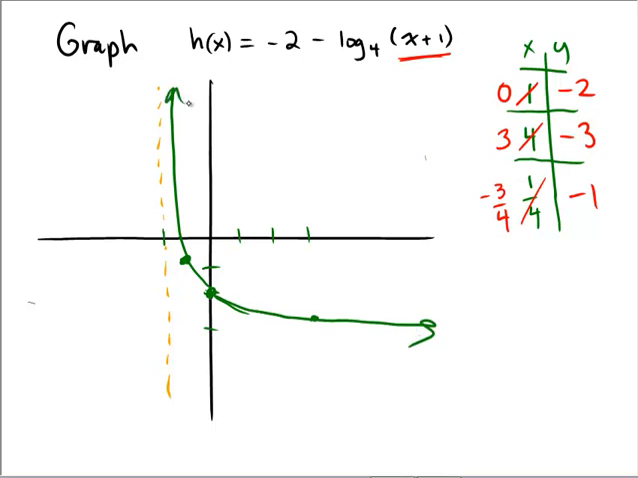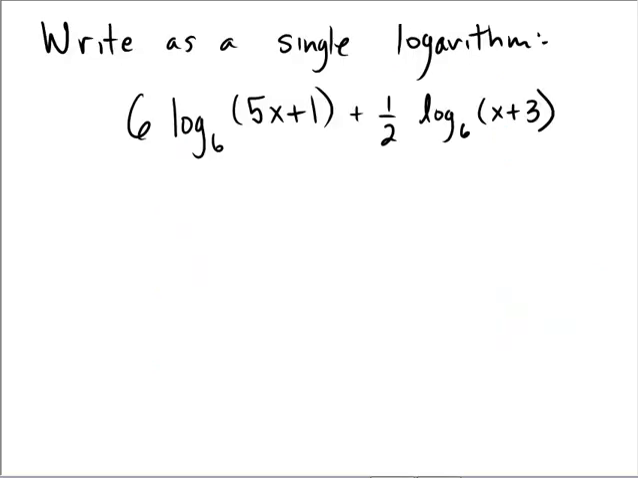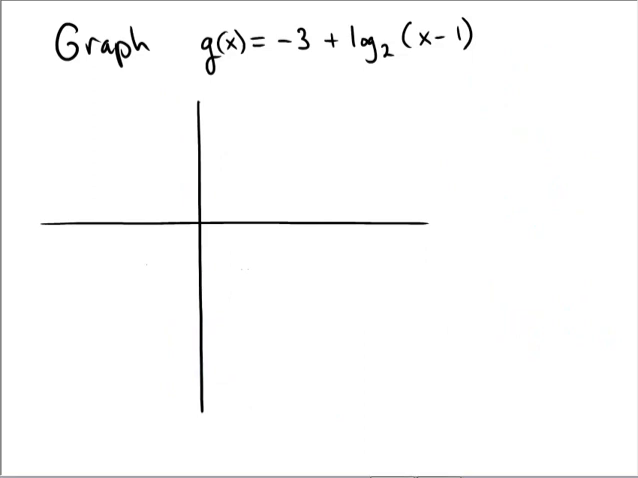So just some summary information that's interesting here. That means that the domain of this particular function would be starting at -1 and going off to infinity, and its range would be everything from -infinity to infinity. So why don't you try one on your own? Pause the video and see if you can draw this graph. g of x equals -3 plus log base 2 of x minus 1.